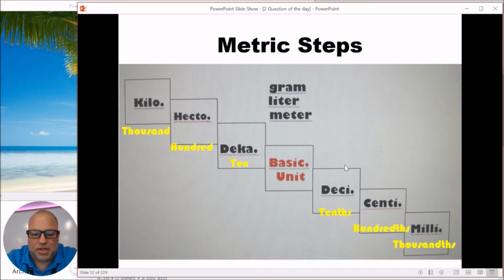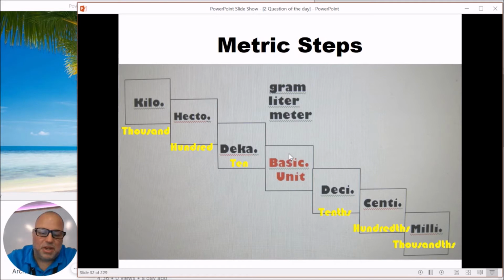The steps of the metric system, right? There's the base unit. So either you have 1 gram, 1 liter, or 1 meter. The way that you make them smaller is you have a tenth of it, so you would call it a deci. If you have a hundredth of it, you'd call it a centi. If you have a thousandth of it, you'd call it a milli, right?